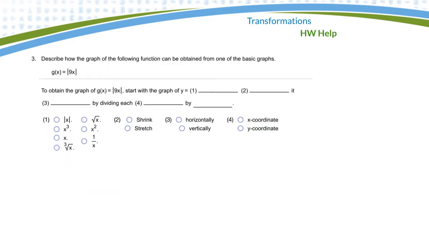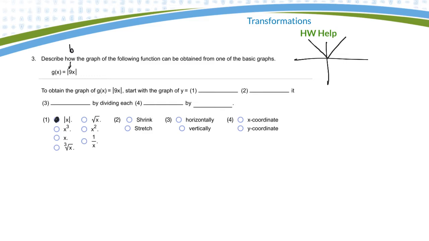Okay, describe how this graph can be obtained from one of the basic graphs. It's the absolute value graph again, so it'll be like this. This is in the B spot, so that is this one. The larger the number, the squishier it gets. And so what it's doing is it's shrinking it or squishing it together. Okay, start with the graph of this, so the basic one. And then what? Oh, they say, oh, that.